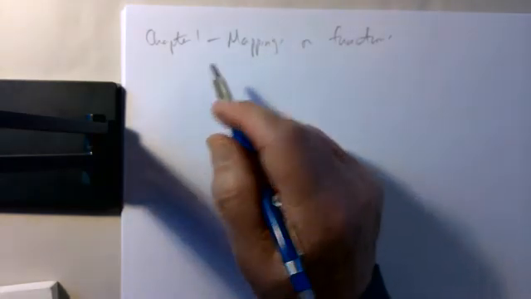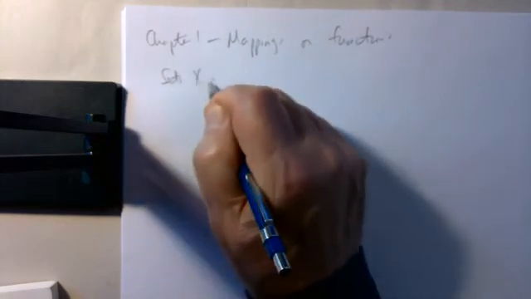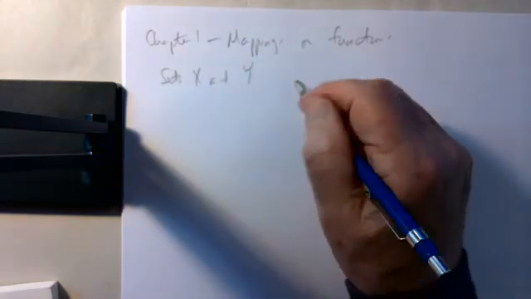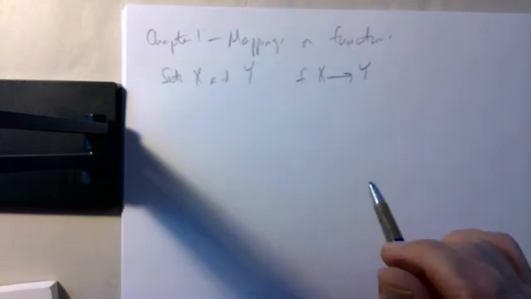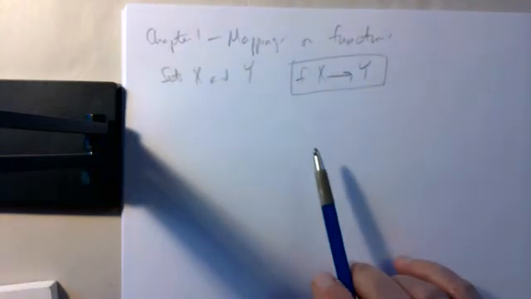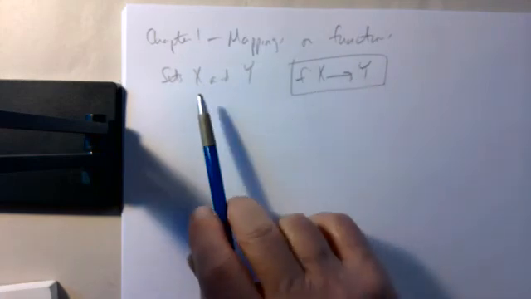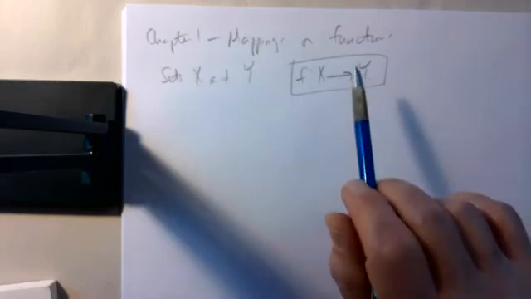Okay, so we defined the Cartesian product. So suppose we have sets X and Y, and we want to think of the idea of a function or a mapping F from X to Y. And this is no different from what it is in calculus. It's just slightly more general because it applies to arbitrary sets. This is just a rule which gives to every element of X some unique element Y.